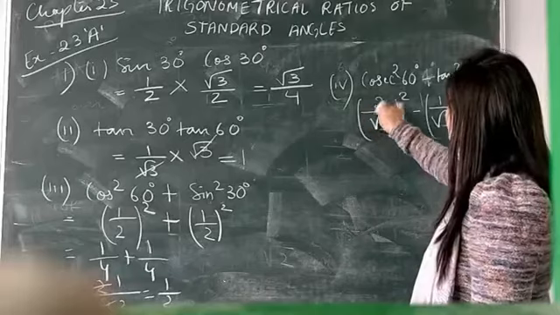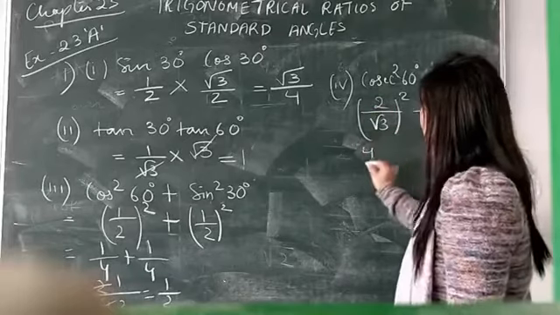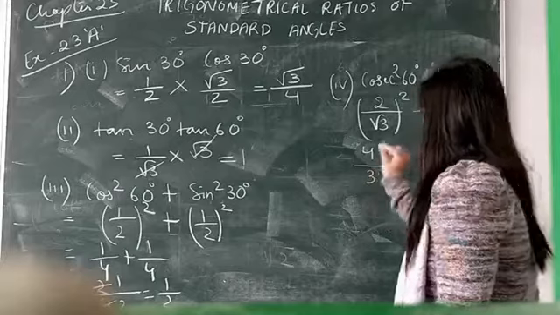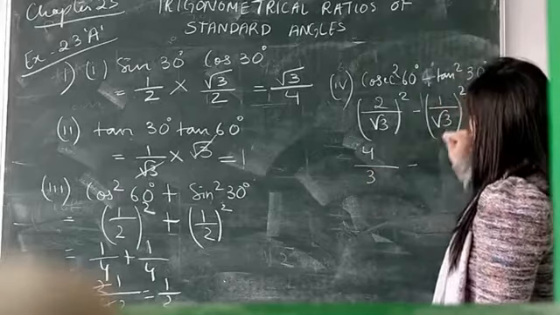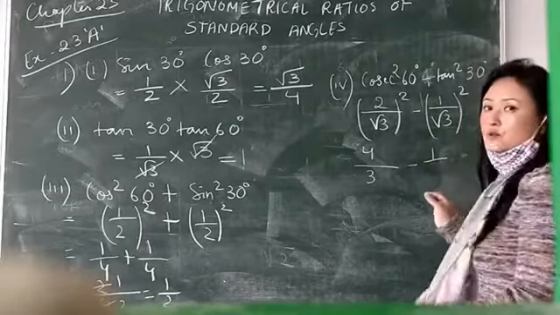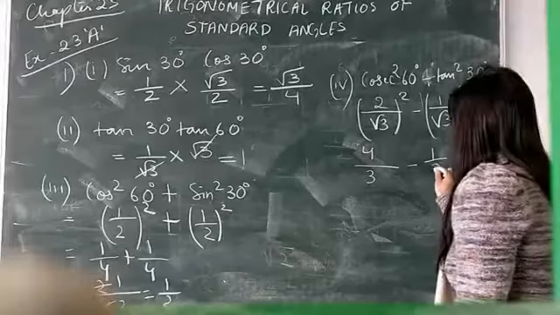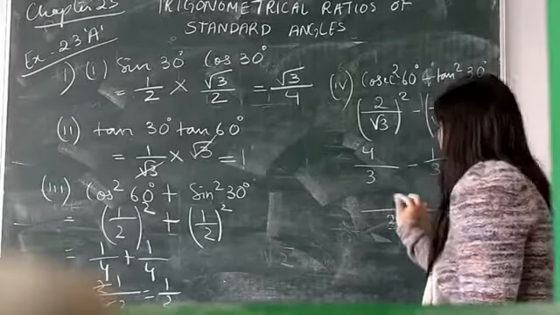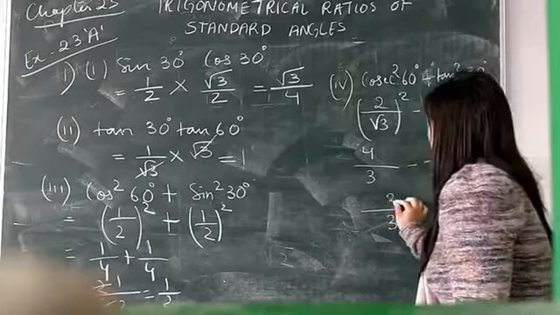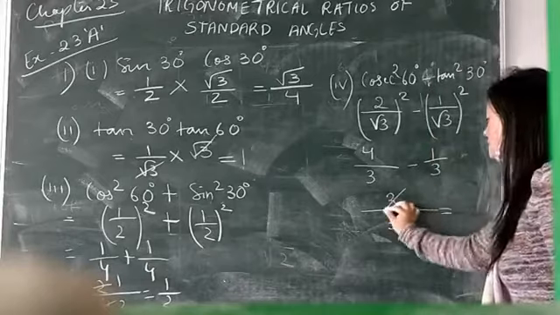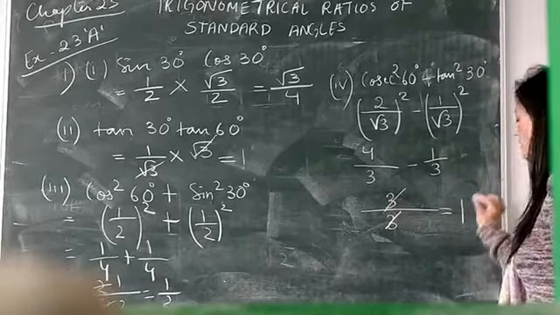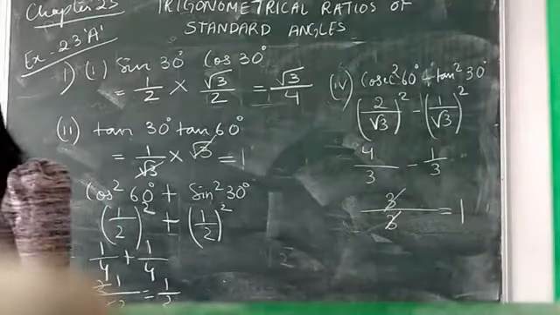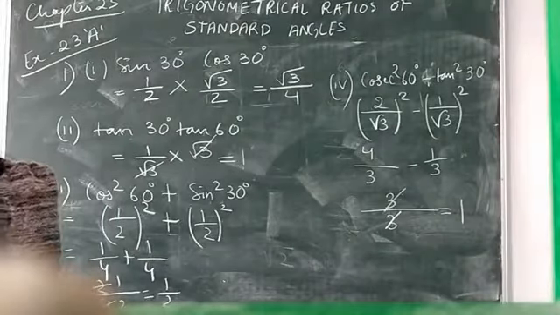Now square them. 2 square means 4, and root 3 into root 3 will be 3. Minus 1 square means 1, and square of root 3 will be 3. Now the denominator is same. So 4 minus 1 is 3. So 3 and 3 are cancelled. What are we left with? Answer is 1. I have question number 5 and 6, and I want you to do it yourself.